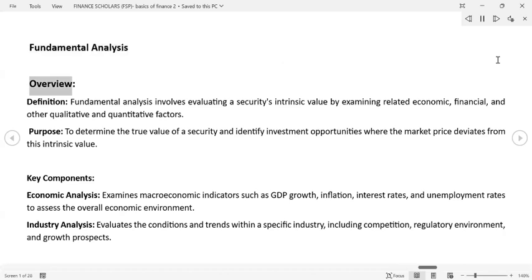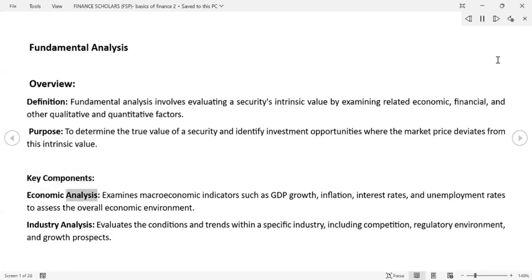Fundamental analysis. Overview. Definition. Fundamental analysis involves evaluating a security's intrinsic value by examining related economic, financial, and other qualitative and quantitative factors. Purpose: to determine the true value of a security and identify investment opportunities where the market price deviates from this intrinsic value.